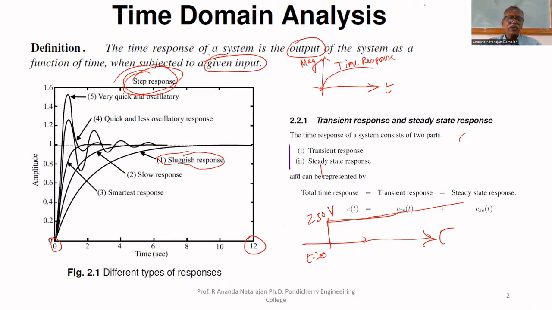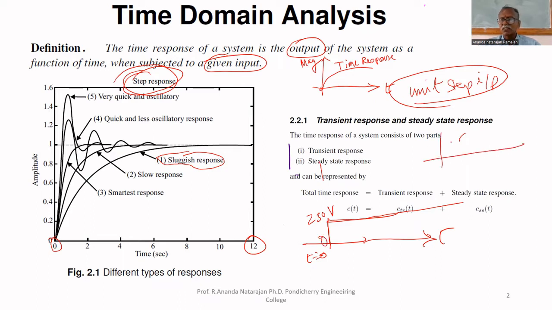Generally, we will give a unit step input. Unit step input means the magnitude is unity. At t equal to 0, it is raised from 0 to 1. That is, the input x equal to 1 remains 1 up to infinity. That is called a unit step input.